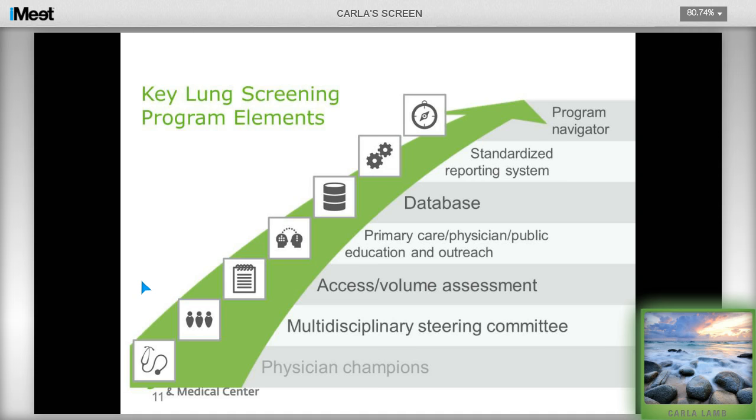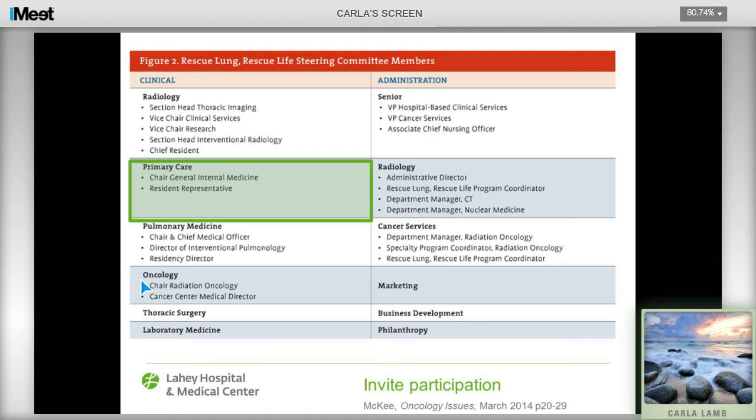The top of the tree here is really the program navigator, and you really need to have an independent staff member or members, one to two, to help not only navigate the data and maintain the database, but also to navigate the patients appropriately so that you know that phone calls are being made, follow-ups are being kept, and when patients cancel a screening exam, those patients are not left in a gap of care.